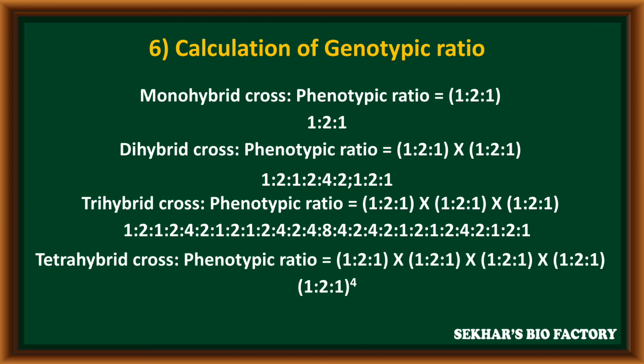To calculate the genotypic ratio of tetrahybrid cross experiment, the formula is 1 is to 2 is to 1 power 4. It is equal to 1 is to 2 is to 1 into 1 is to 2 is to 1 into 1 is to 2 is to 1 into 1 is to 2 is to 1. In this way, we can calculate the types of gametes, the number of offsprings produced in F2 generation, the types of phenotypes in F2 generation, types of genotypes, and along with that, to calculate phenotypic ratio and genotypic ratio without conducting any cross.